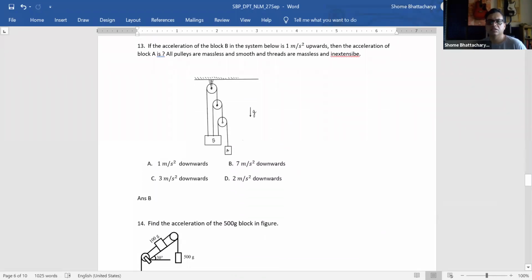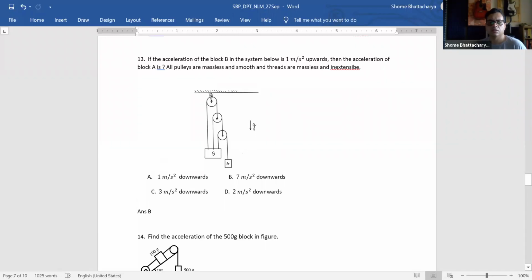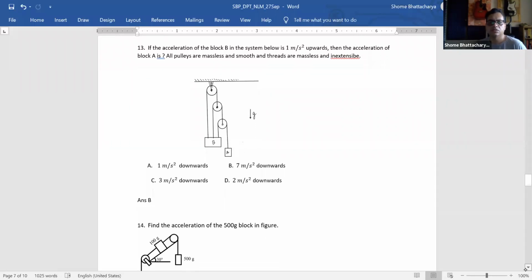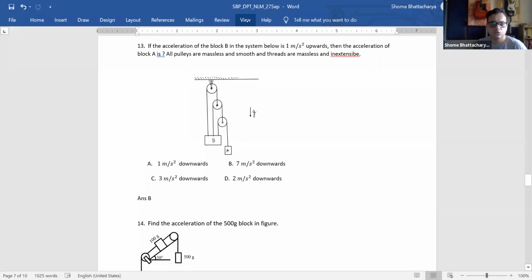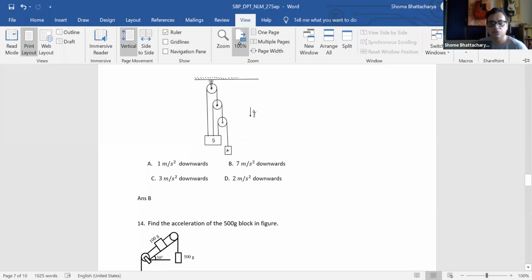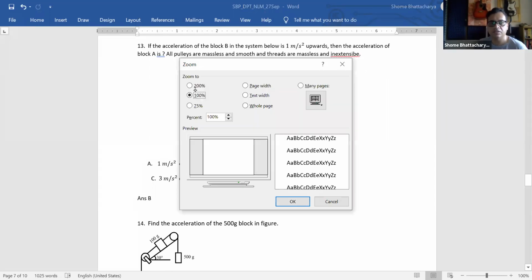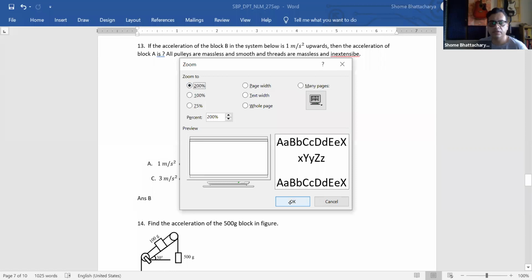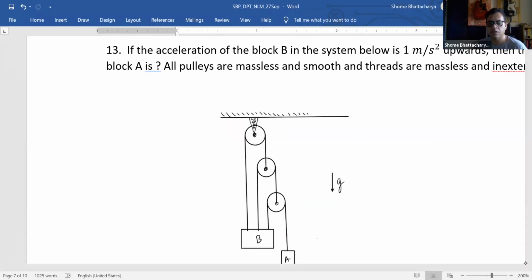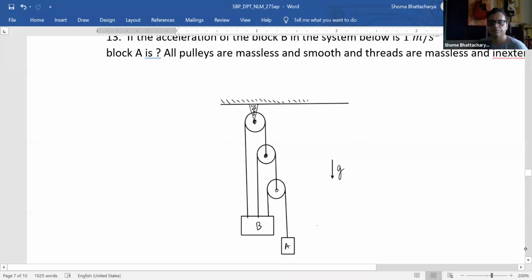Question 13 is basically a monster problem for constraint relation. As I've told you, whenever we have this kind of monster problem, you should always prefer the virtual work method or the virtual power method. Don't go for thread length conservation, because here you'll have to write the equation to conserve 3 thread lengths. That is going to get quite crazy, so you don't want to do that. Go with the virtual work method.